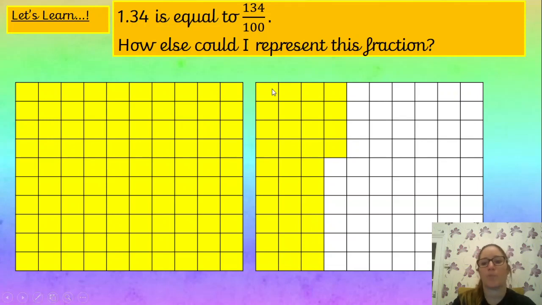How else could I represent this fraction? Could I represent it as a mixed number? Because I've got the decimal, 1.34, and I know the fraction is 134 over 100. So what would that be as a mixed fraction? How many hundreds go into 134? Well, we can see with this image that it's 1. How many hundredths are left over? This is 10 times 10, this square, so there's 100 pieces. Okay, so it's going to be 1 and 34 hundredths.